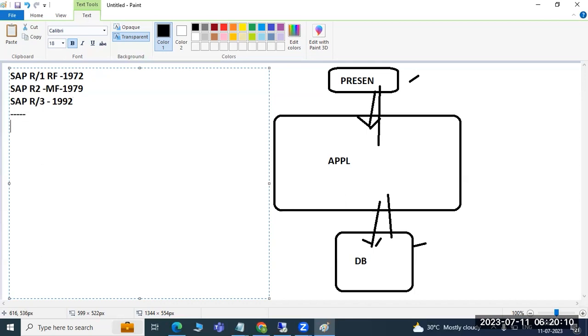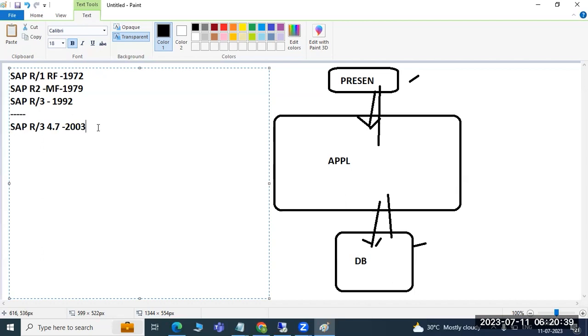Up to that one, then SAP R3 4.7E. SAP 4.7 is the last version. In 2003 they released this 4.7. In between we have 4.6, 4.5, but it's not required to discuss those. You can skip them, just remember the main things.